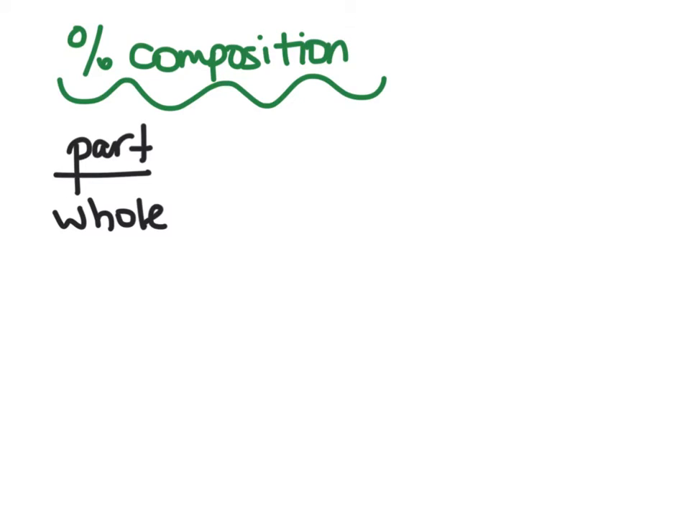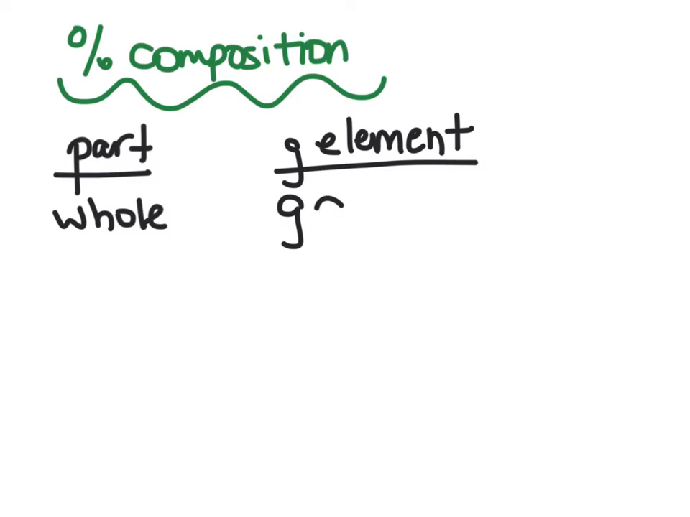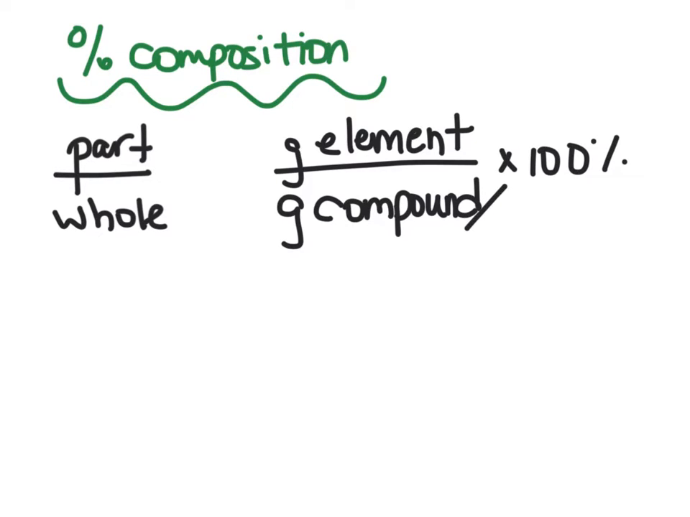So remembering that percent composition is related to percentages, remember that in general terms, percents are a part of a whole. So when we're talking about the composition of a compound, we're going to talk about the grams of an element in that compound divided by the grams of the compound itself, or the sample. And with all percents, we have to multiply by 100%. So that's the general formula for percent composition. And let's add compound or sample. Let's add that.